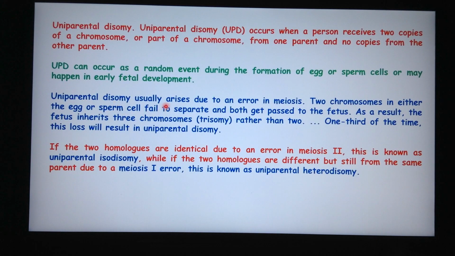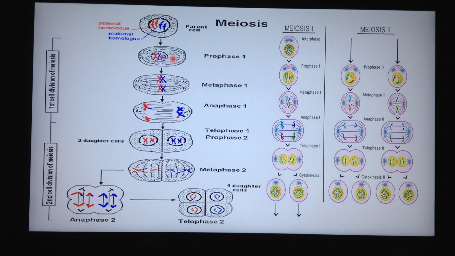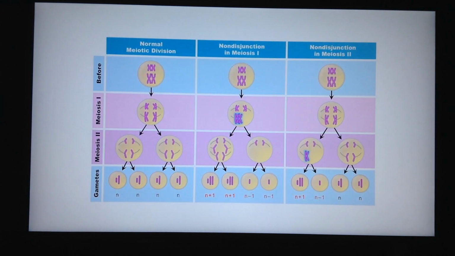Uniparental disomy usually arises due to errors in meiosis. Two chromosomes in either the egg or sperm cell fail to separate, and both get passed to the fetus. As a result, the fetus inherits 3 chromosomes rather than 2. If two homologous chromosomes are identical due to errors in meiosis 2, this is uniparental isodisomy. While if two homologs are different but still from the same parent due to a meiosis 1 error, this is uniparental heterodisomy. As we saw in this case, homologous chromosomes will form heterodisomy, and when the sister chromatids fail to separate, that will be homodisomy.